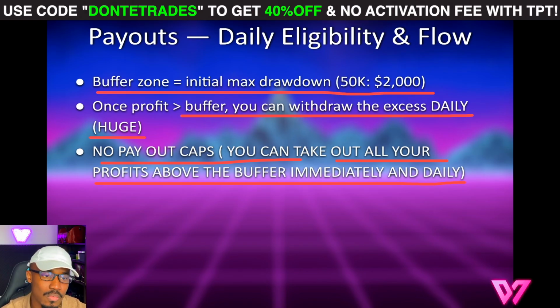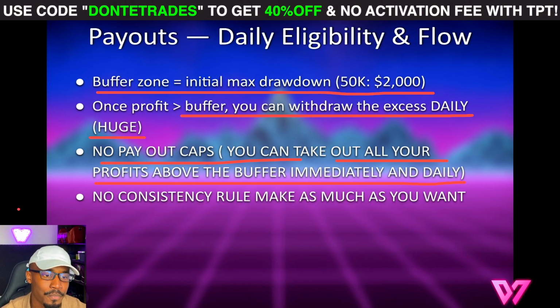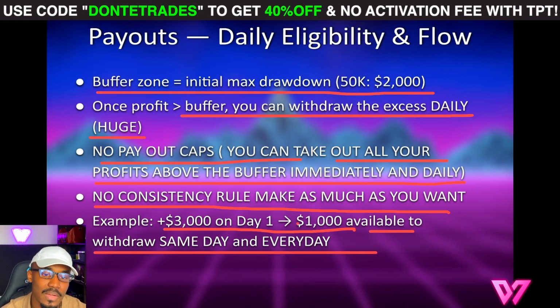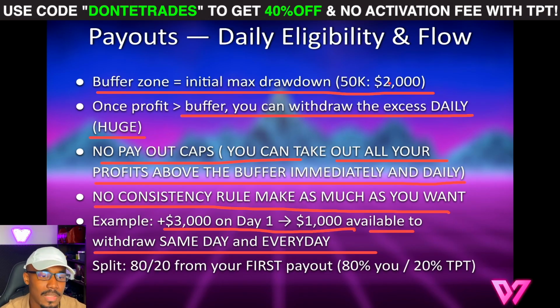Again, you don't want to be trading too crazy, but it's just very favorable rules. And they have, again, no consistency rule. You can make as much as you want. So this is really, really good. So again, example on day 1, if you make $3,000, you can take $1,000 out to withdraw the same day and every day, right? Because the reason why you can take out $1,000 is because $3,000 is $1,000 over $2,000, right? So really, really simple there.